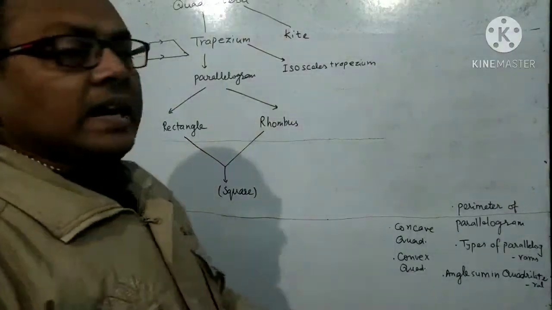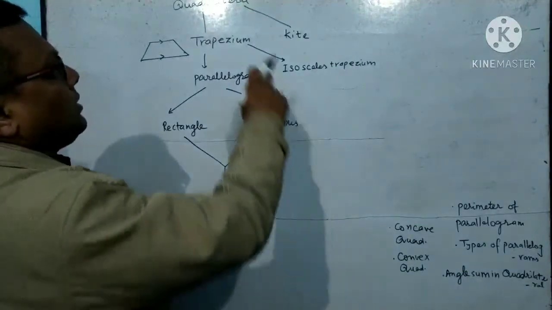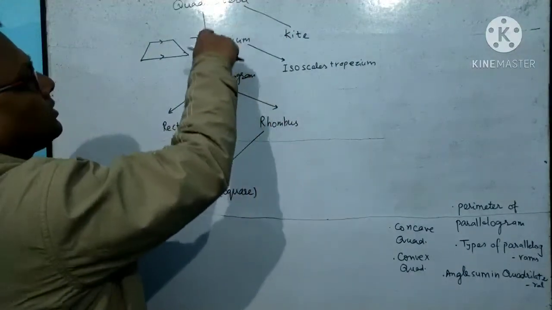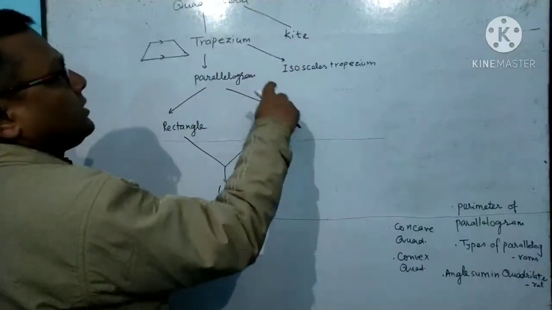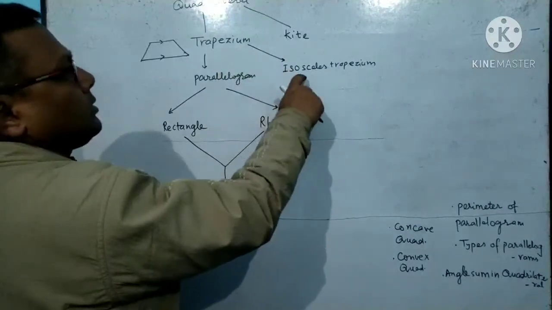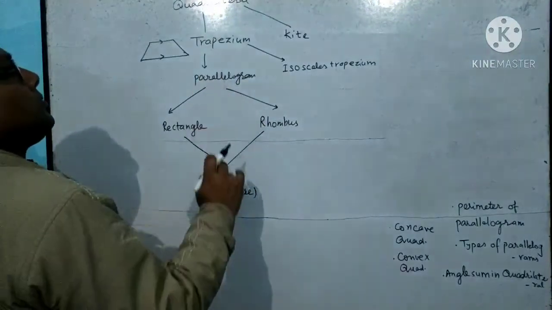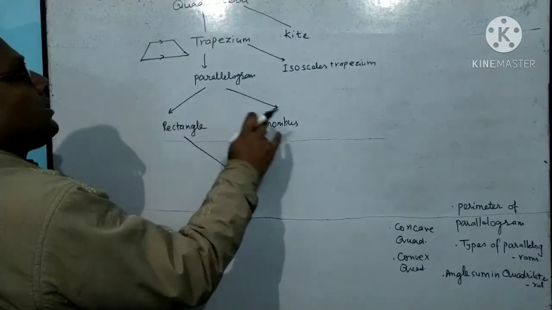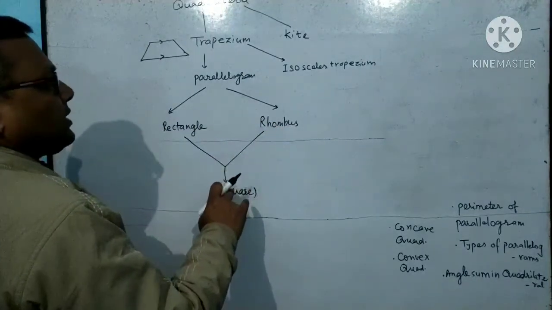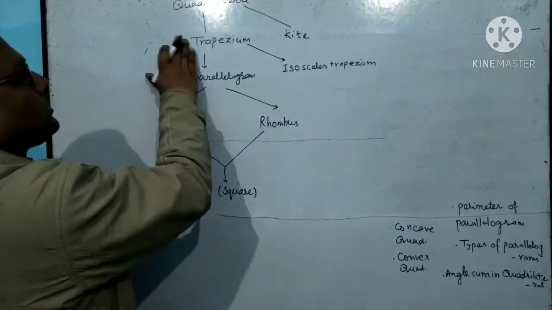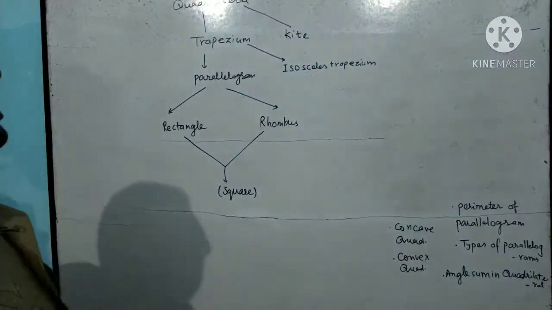Now to understand different types of quadrilateral, first you make this flow chart that I have made. Quadrilateral, then a special type is trapezium, and another special type is kite. Then trapezium, its special case is isosceles trapezium. Another special case of quadrilateral is parallelogram. Parallelogram's special cases are rectangle and rhombus also. And when both the properties of rectangle and rhombus are combined, we get a square. So you first make this flow chart, then we consider the properties one by one.